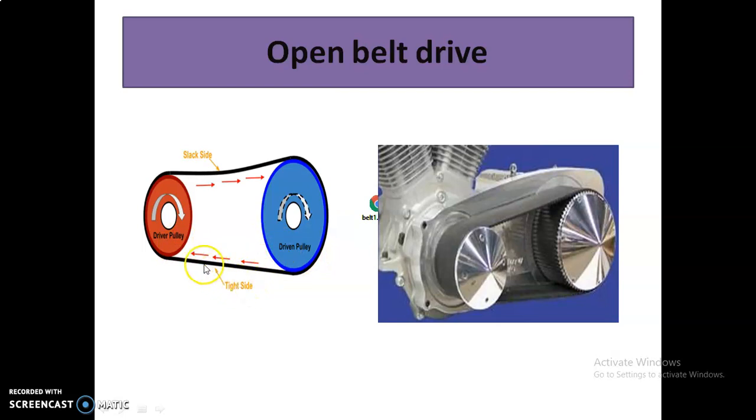So this is the tight side. When the belt rotates in the clockwise direction in this manner, the lower side belt will be in tight position, and the upper side belt will be in slack position, means loose. Next, this is another diagram for the open belt drive. Generally we use it in automobiles.